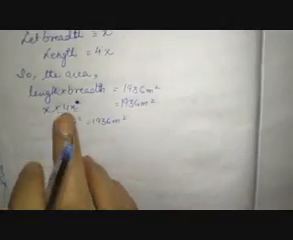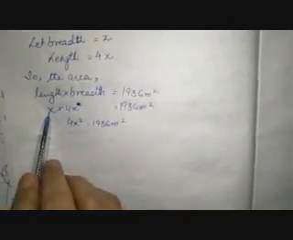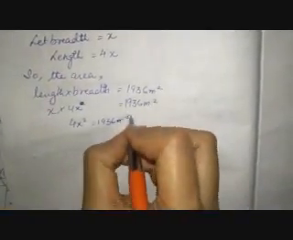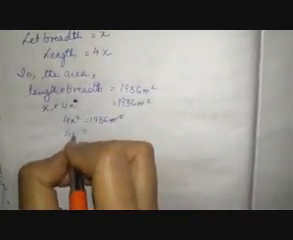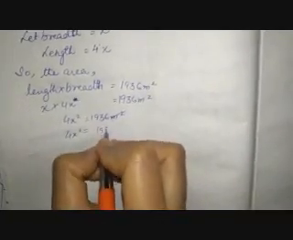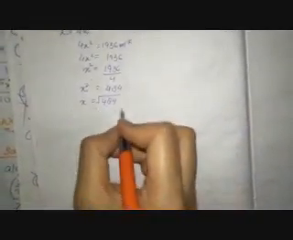Now the unit will be deducted because here the length and breadth will also be in meters. So meter into meter is equal to meter square. So the unit has been deducted. Okay. Now I can write it like 4x square is equal to 1936. Dividing 1936 by 4, x square is equal to 484. Now I will try to factorize this.